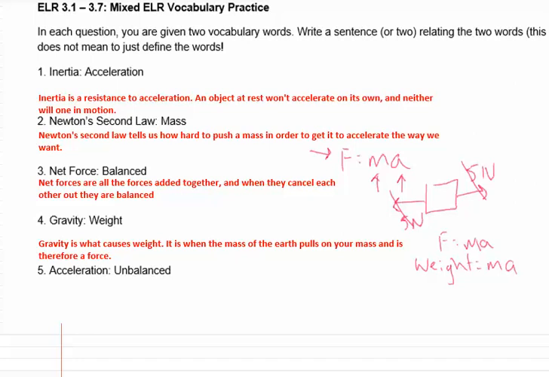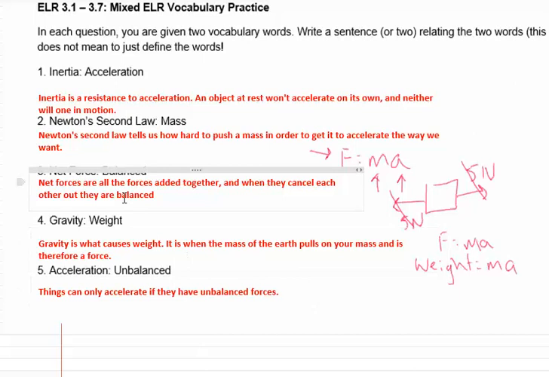For the last one, number 5, acceleration and unbalanced. This one's pretty short. Things can only accelerate if they have unbalanced forces. So that's kind of a repeat of the net force balanced one we did in number 3. It's just kind of saying the opposite thing. When things are unbalanced, they're going to be speeding up, and that's what acceleration is.